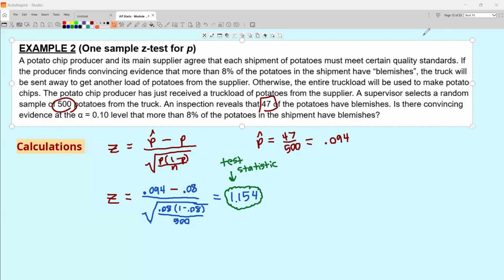That seems like an important number, so we're going to make sure we circle that and write the word test statistic on there. The next thing, and the last thing with that, is we calculate our p-value. And remember, this is based on a normal distribution. So remember that is really just the z-score.